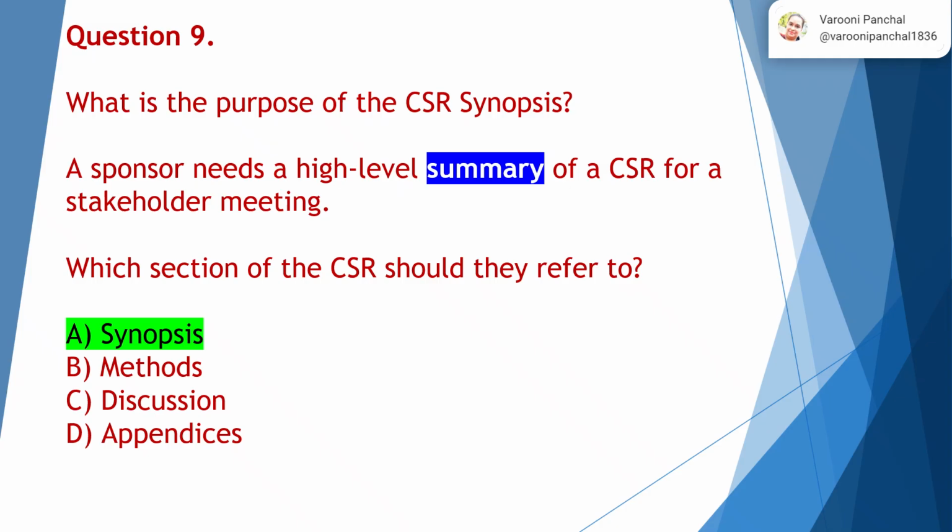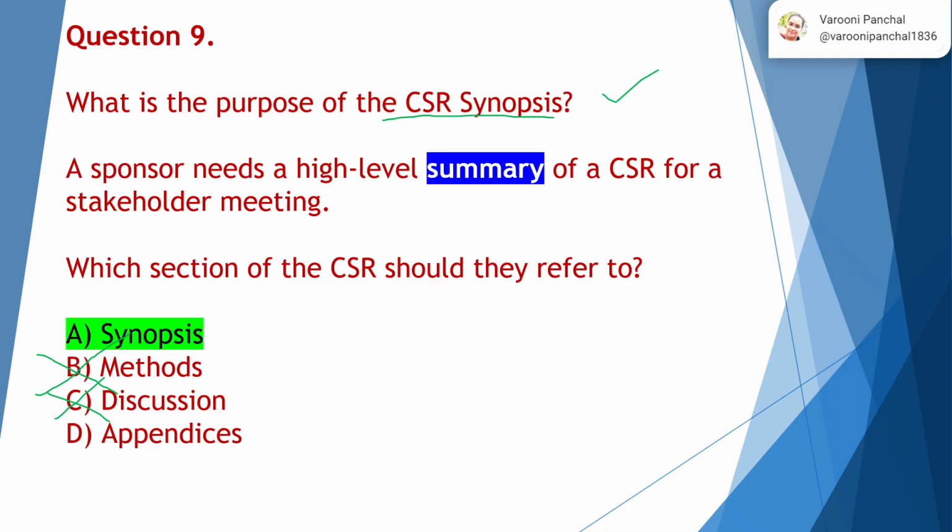Now, a sponsor needs a high-level summary of the CSR for a stakeholder meeting. Which section of the CSR should they refer to? Option B, methods, is where you present the statistical methods. But here we are interested in the synopsis, right? So B is not the right answer. Option C is discussion. Discussion is something different, so this is not the right answer. We are interested in the synopsis.